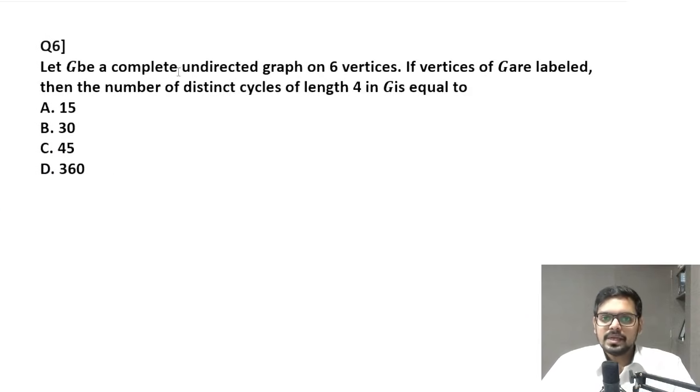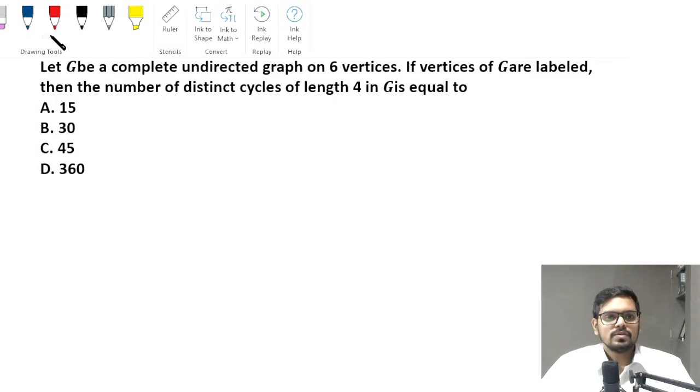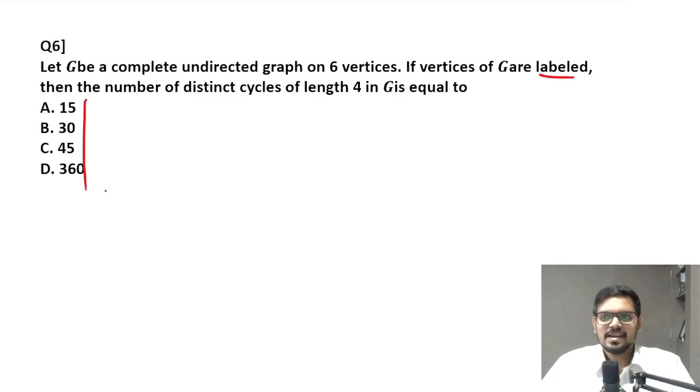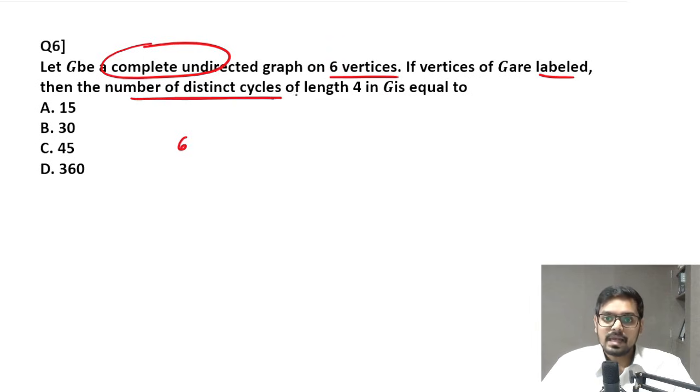Let G be a complete undirected graph on 6 vertices. If vertices of G are labeled, then the number of distinct cycles of length 4 in G is equal to what? Pause the video, try, then look at my solution. So just the previous lecture, last slide, do you remember labeled, unlabeled? So here it's labeled, therefore the answer is not 1. And then they are saying we have 6 vertices, complete graph. So complete graph, every vertex connected to every other vertex. So we have 6 vertices. From that, you have to find the number of distinct cycles of length 4.